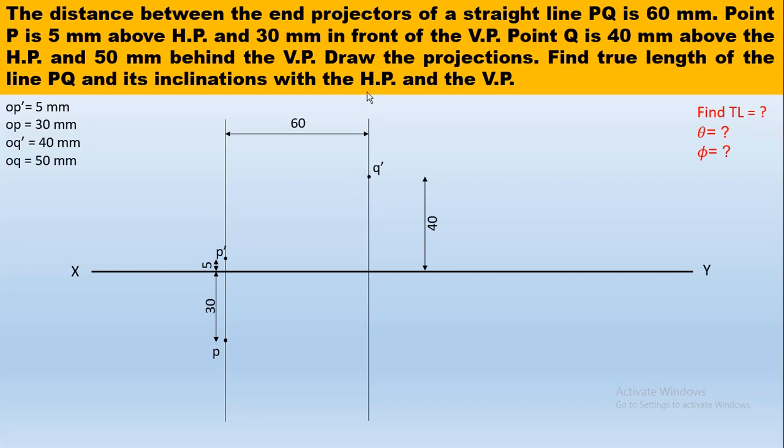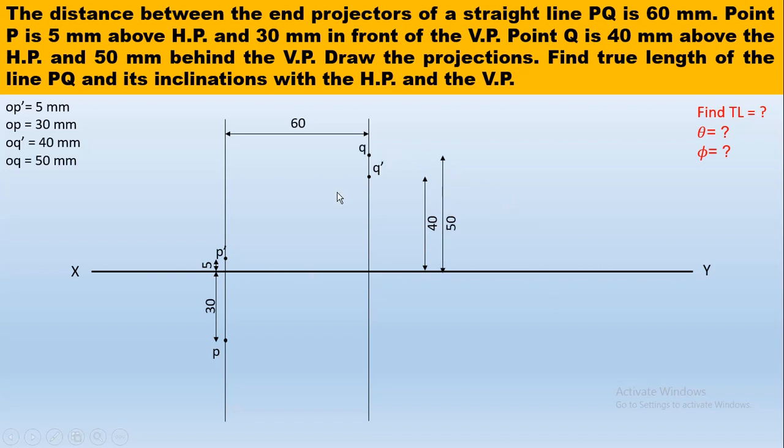Now for a top view, this XY line is represented as VP. So for a top view, point Q is 50 mm behind VP. So this portion is in front of VP and this portion is behind VP. So position of Q is behind VP from reference line XY. So at 50 mm from this reference line XY, point Q will be located.